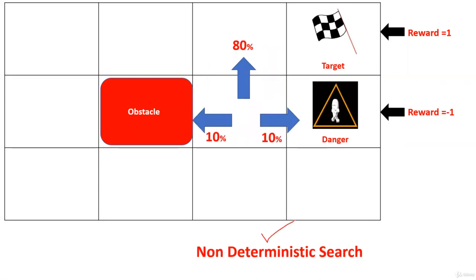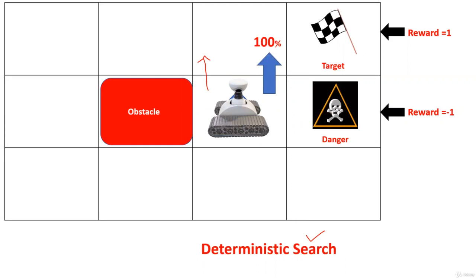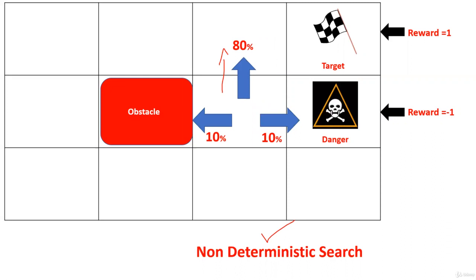In the non-deterministic search, it is not 100% that your UGV will go over here. There's an 80% probability of that. Then there's a 10% probability that it may go on this side, or a 10% probability it may go on this side. So there are two other possibilities. We are going to understand the UGV in the non-deterministic way.